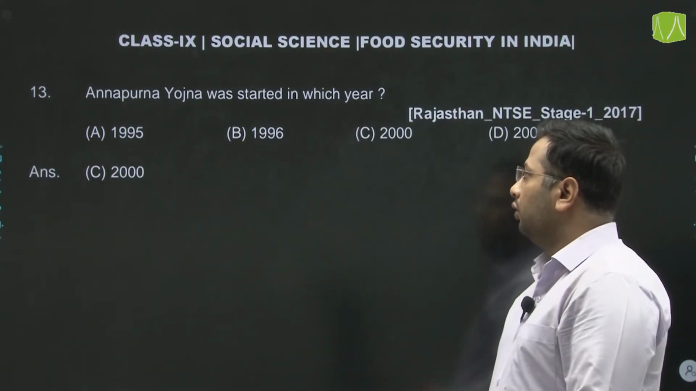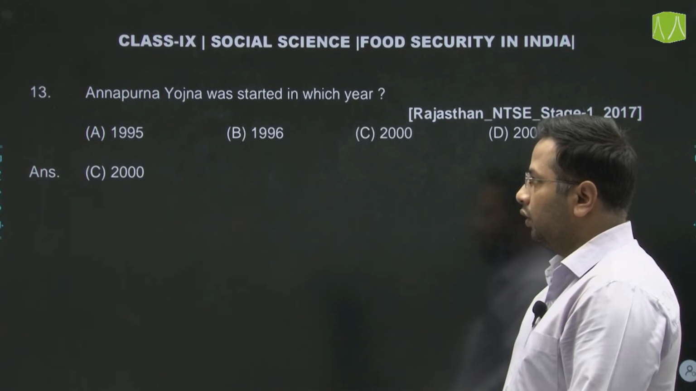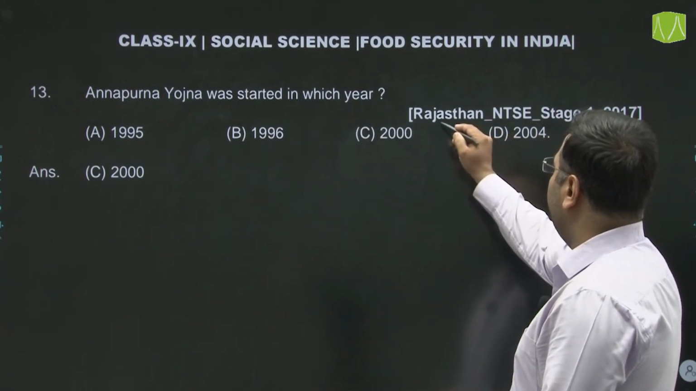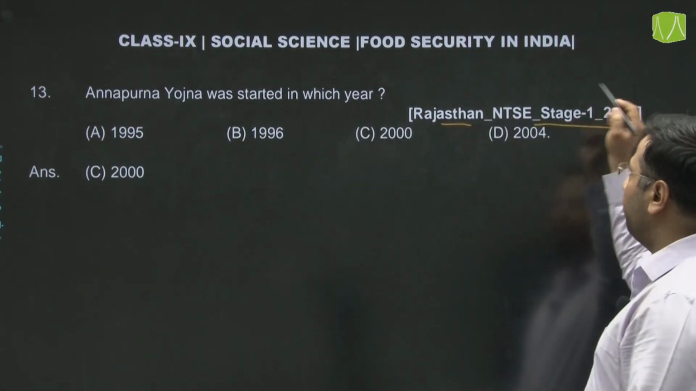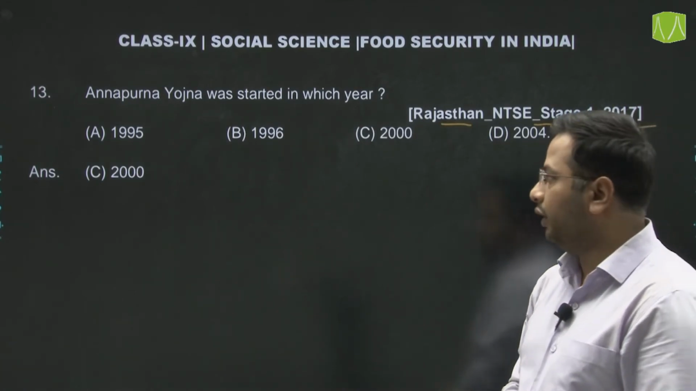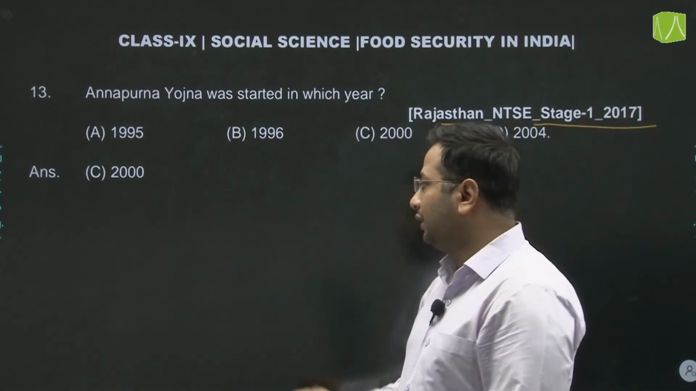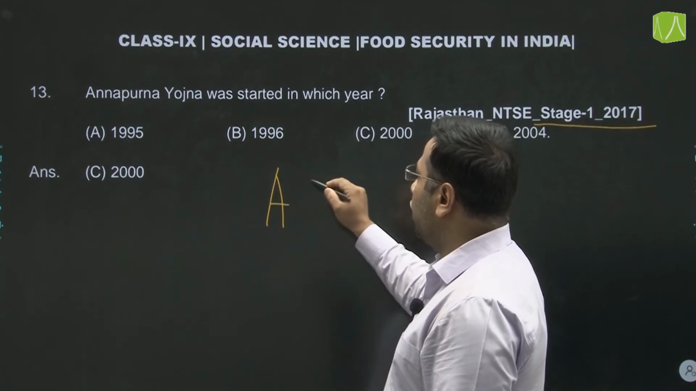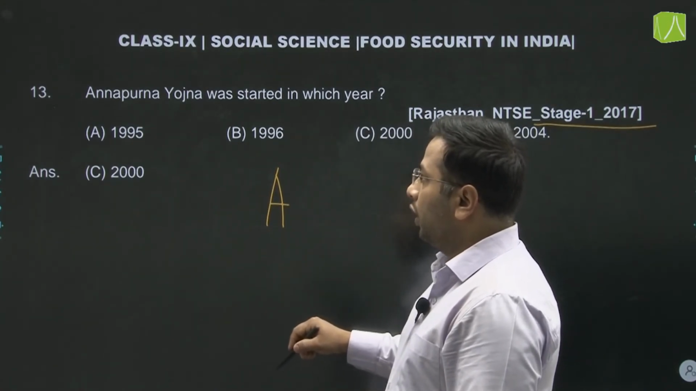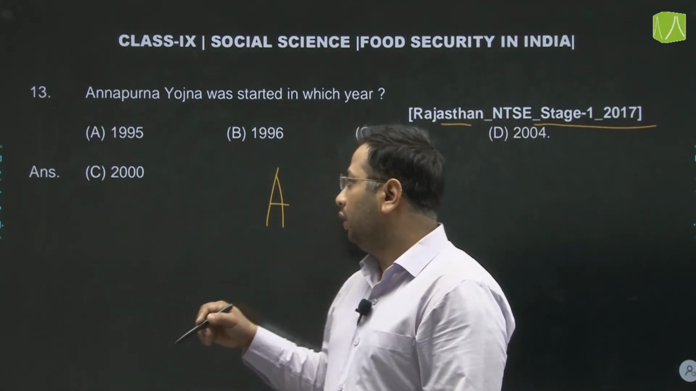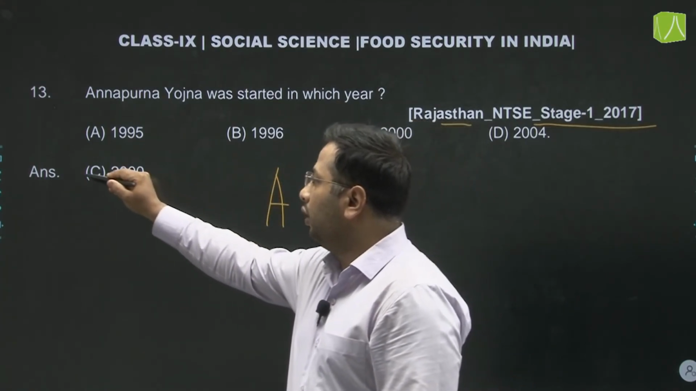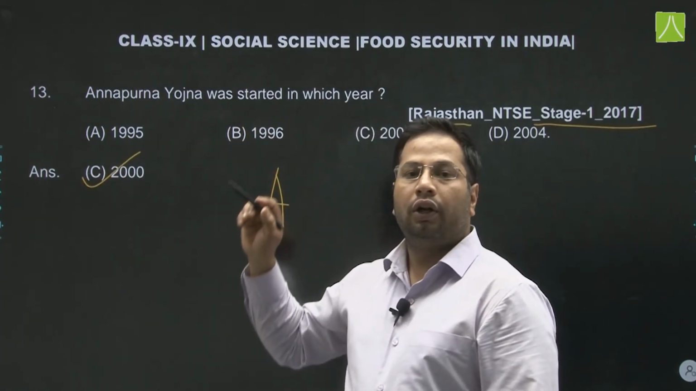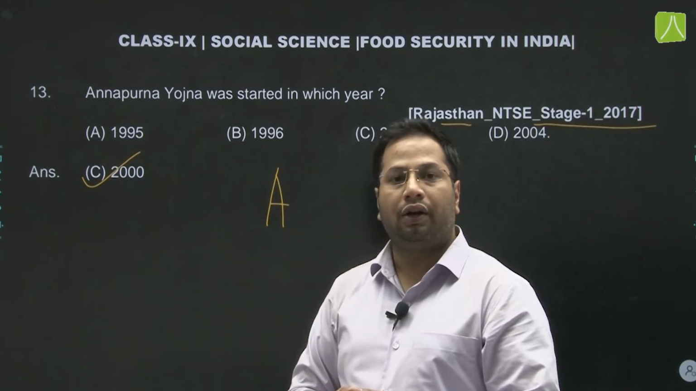Annapurna Yojana was started in which year? Now this question we have in Rajasthan NTSE stage 1 in the year 2017. As we have discussed about the Annapurna Yojana, Annapurna Yojana started in the year 2000 and later spread throughout the country.